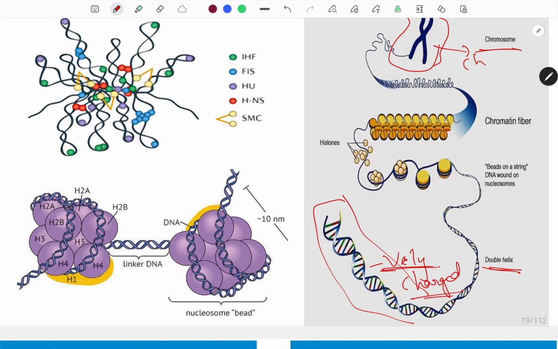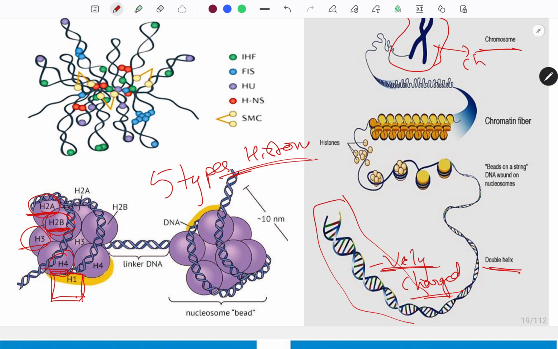These yellow, round-shaped structures are histone proteins. Here you can see there are mainly 5 types of histone proteins present: H2A, H2B, H3, H4, and one more, H1. So there are mainly 5 types of histone proteins: H1, H2A, H2B, H3, H4. These 5 proteins we call histone proteins.